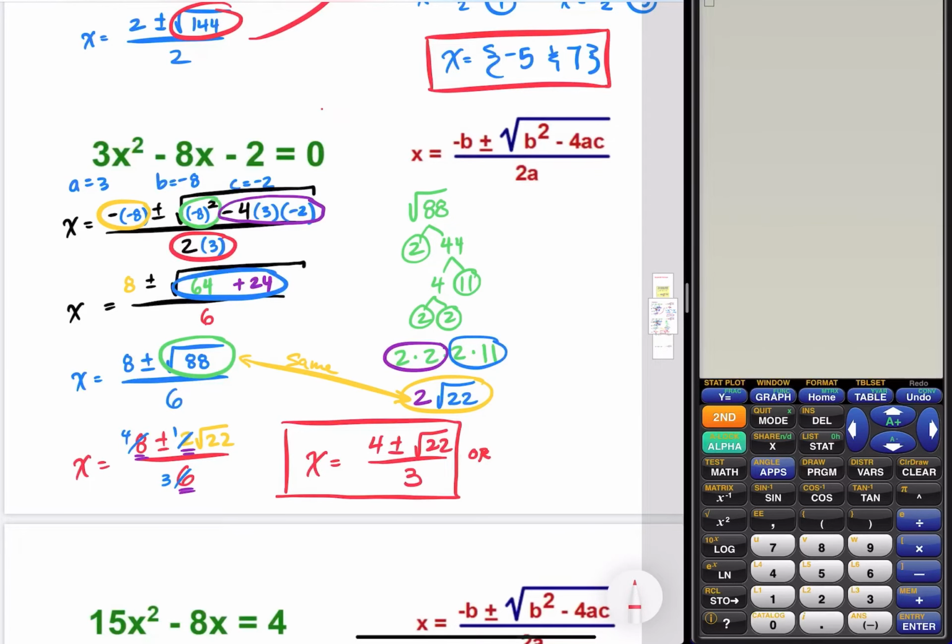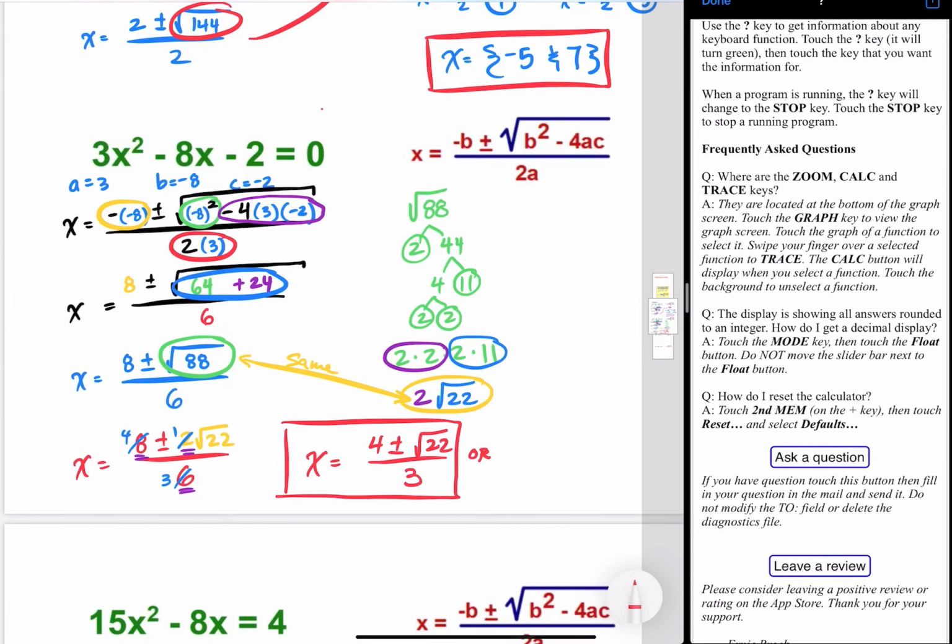And now I got a numerator and a denominator. Now remember, we have two possible solutions because of that plus or minus. So I'm going to do one at a time. I'm going to start off with that plus. I'm going to do 4 plus the square root of 22, and then I'm going to divide that by 3. So I'm just copying what I have here, and I hit enter, and my first possibility is x is equal to about 2.89.